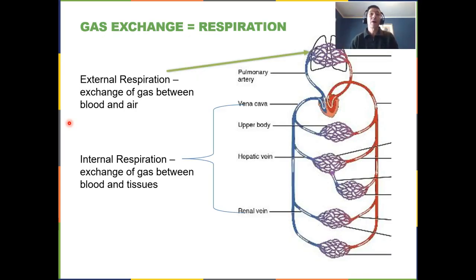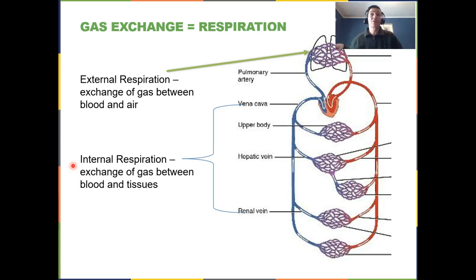Okay, so we are going to have two different kinds of gas exchange, or respiration, or two different places where it happens in your body. When you are exchanging gases between the air and your blood in your lungs, this is called external respiration. And when gas exchange is taking place between your bloodstream and your tissues, like a muscle, this is called internal respiration.